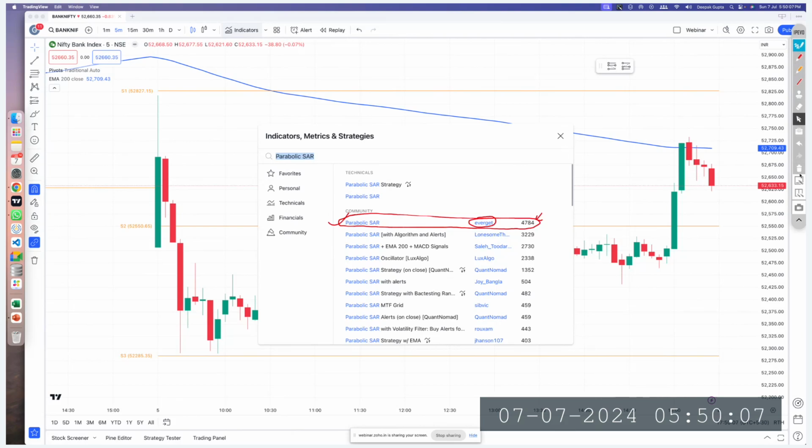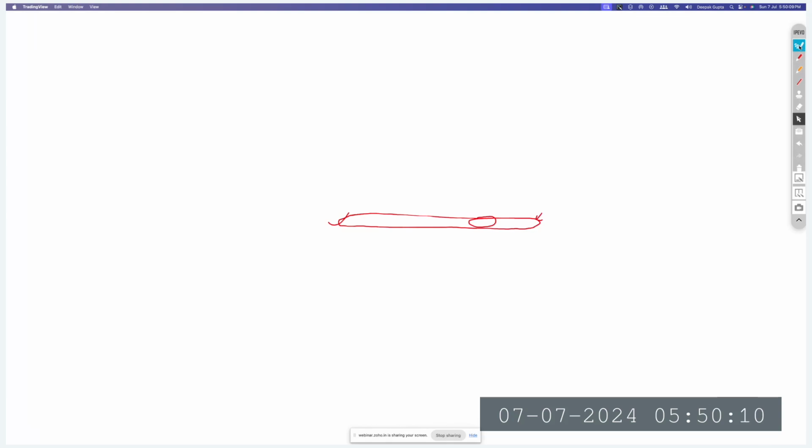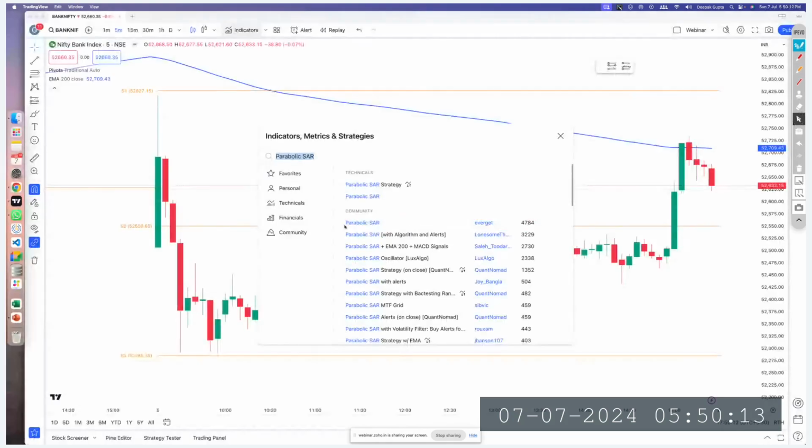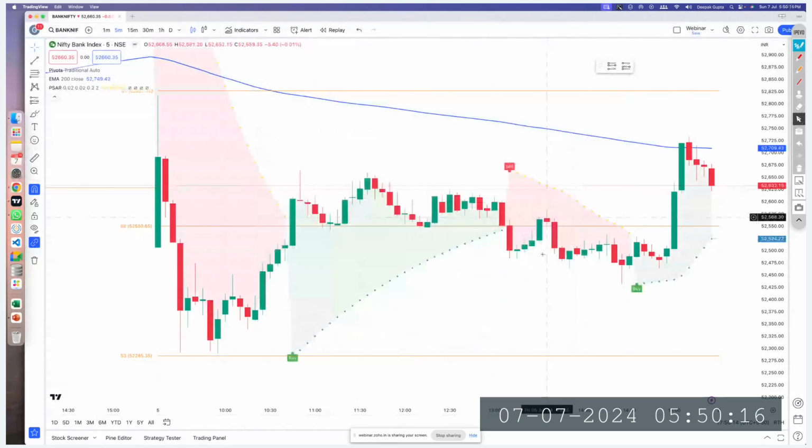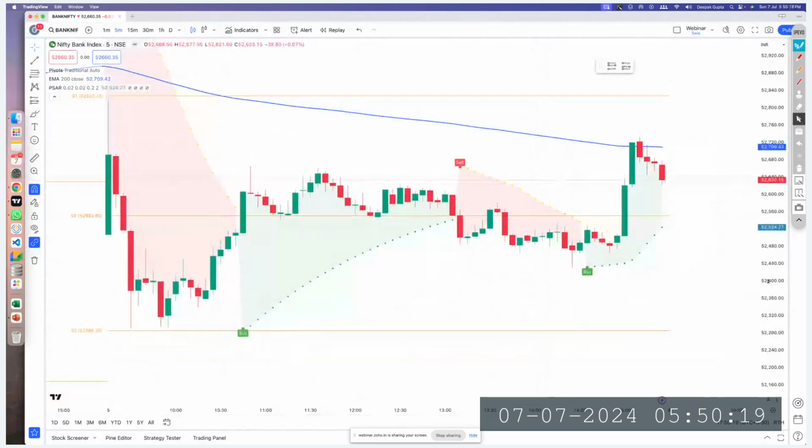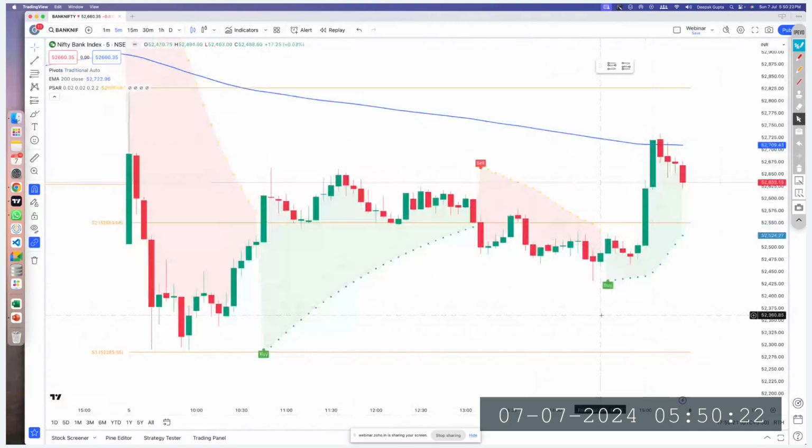This parabolic SAR is basically an indicator of shift in momentum. So when you apply this parabolic SAR, you can see there are some buy and sell zones plotted on the chart. This indicator helps you in identifying a short term momentum. Is there a short term momentum building in the market on a particular side?